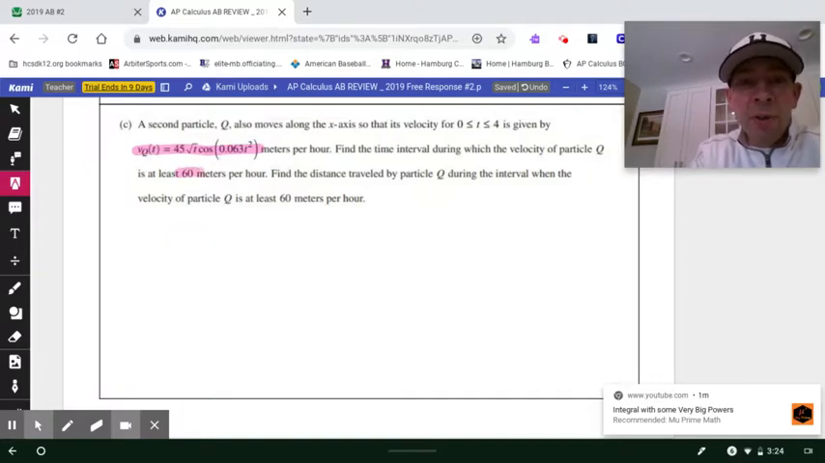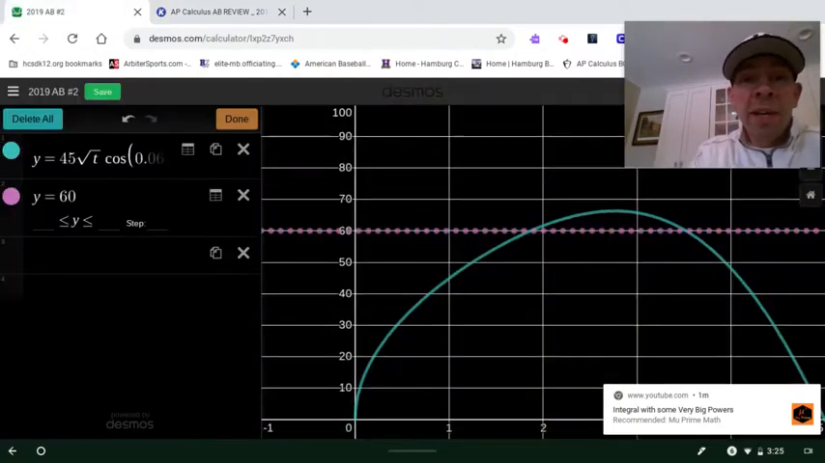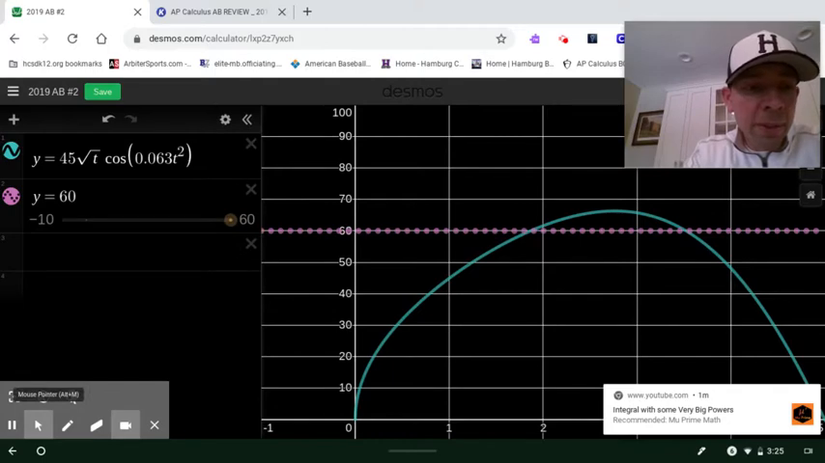In order to accomplish that, I'm going to graph this function right here over the window from 0 to 4. Then I'm also going to graph 60 and basically see when that velocity graph is above 60. You're probably doing this on your TI-84 or something equivalent to that. I'm going to shimmy on over to Desmos. Let's see if this is going to work. All right.